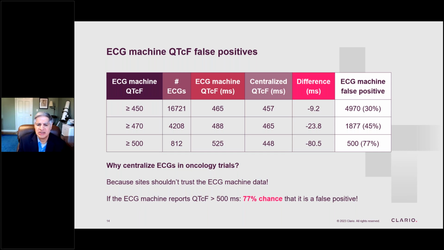But if you look at the machine ECG reads, when they increase from 450 milliseconds to 500 milliseconds, you see that the difference between the central overreads increases with increasing QTc interval. But more importantly, the percentage of false positive findings increases when the QTc increases from 450 to 500, from 30% at 450 to greater than 75% when the QTc is greater than 500 milliseconds. So what this really tells us is that just relying on the machine interpretations is really not going to be that helpful to the patients or the program. And really, we should consider ECG overreads and centralization in this case to get the best results.